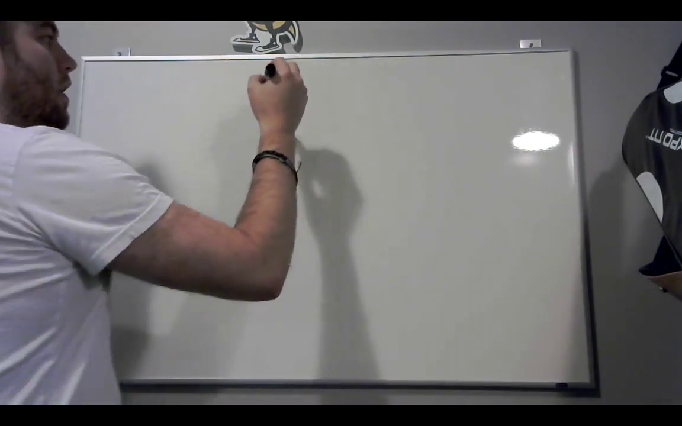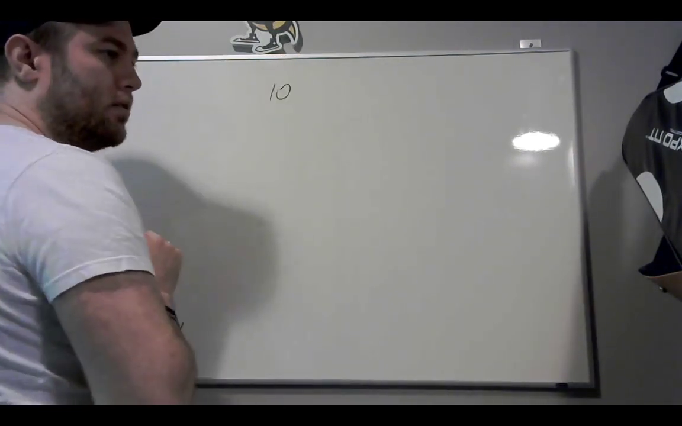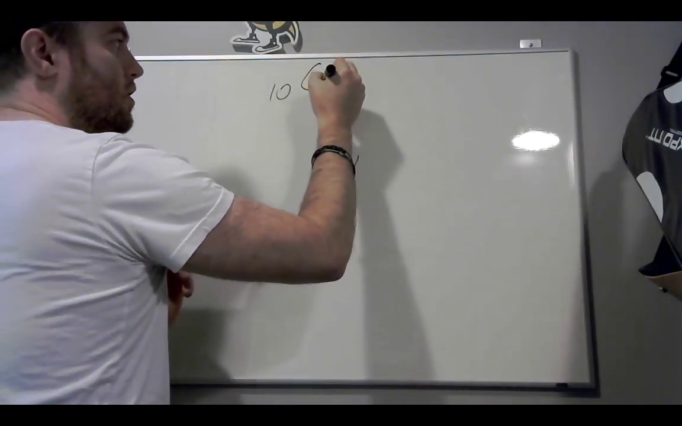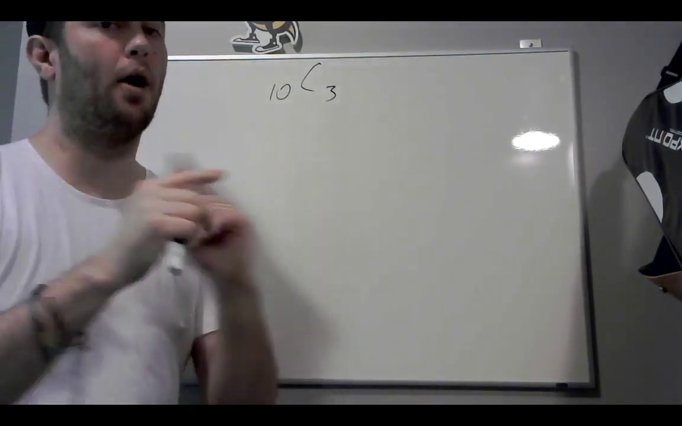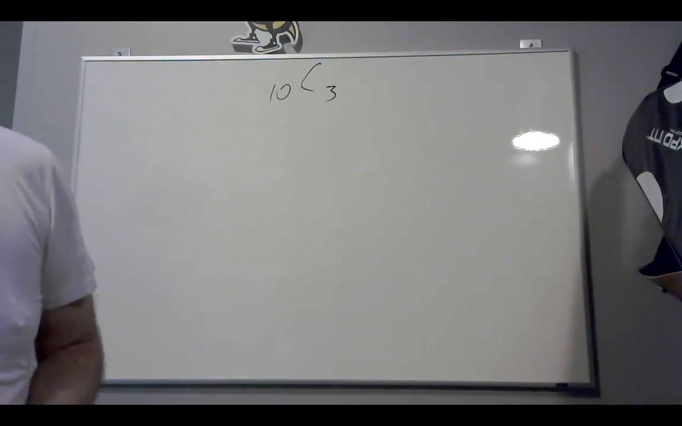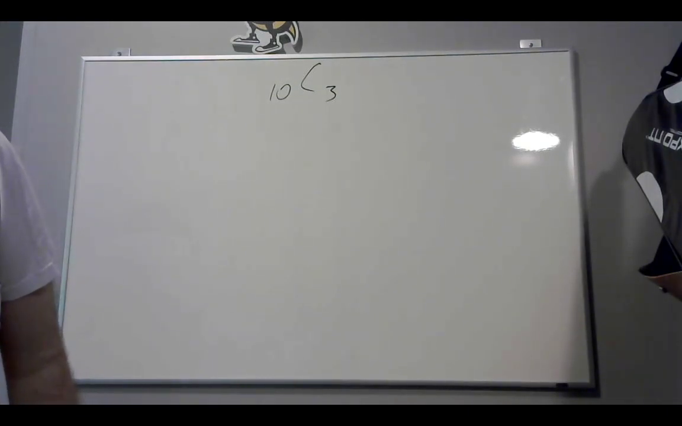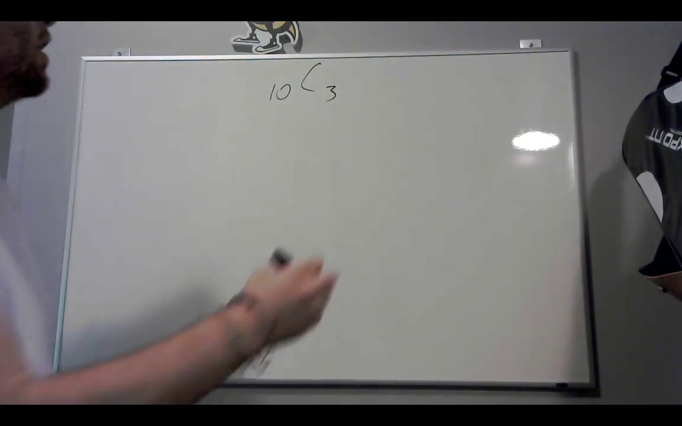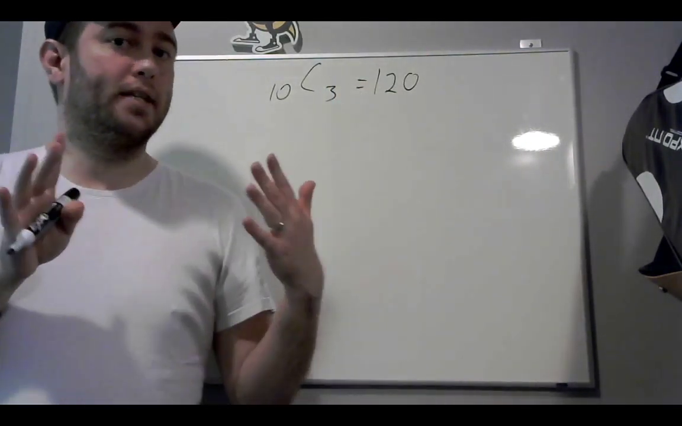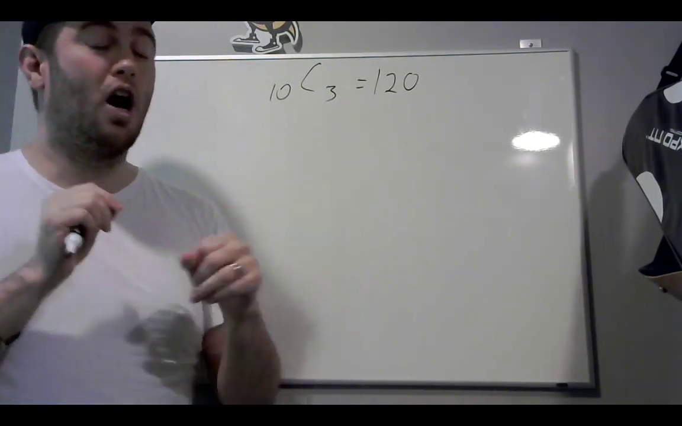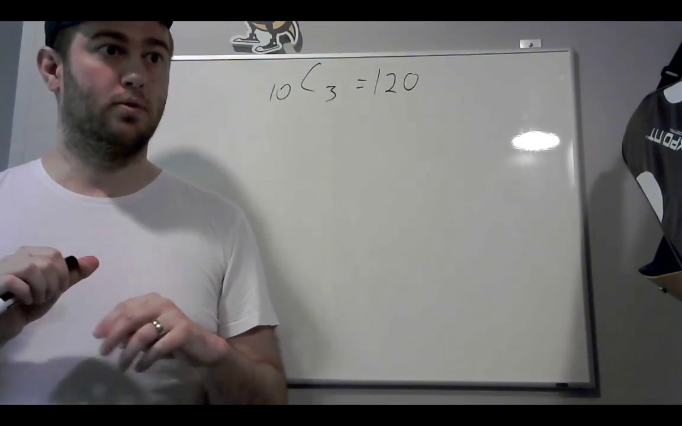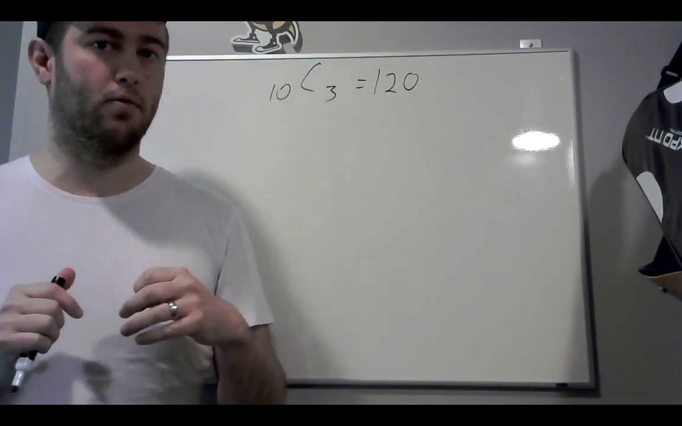So I have 10 different items I can choose between, and I'm trying to choose just 3 of those 10. So how many different ways can I choose 3 of those 10 toppings? We can plug that into our calculator, and I get 120. So just by only trying to pick 3 different toppings, I have 120 different options if they gave me 10 options, which is a lot of different ways to make a pizza so far.